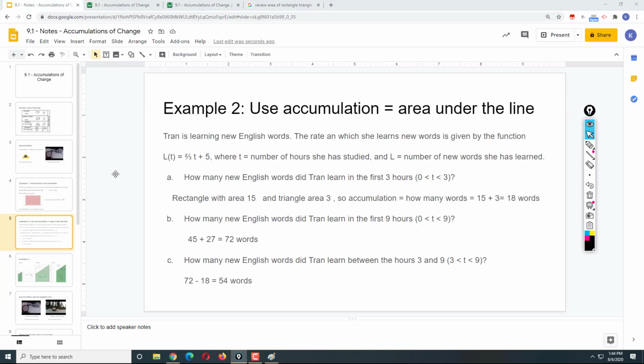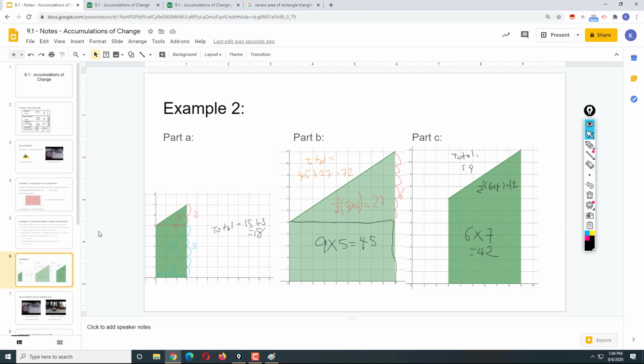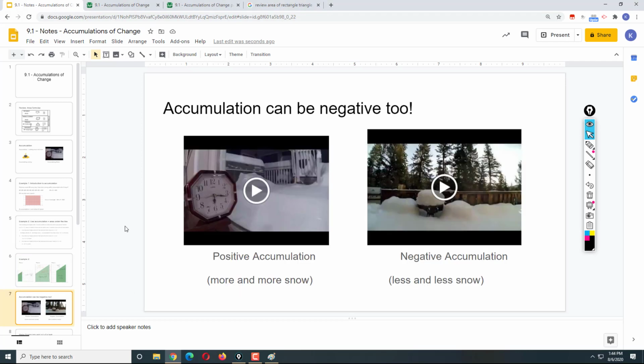Okay, so what did we do? Really, from the first 3 hours, we have this area. The first 9 hours, we have this area. So from hours 3 to 9, it will be this area. Okay. All right. Now, accumulations can be positive or negative.